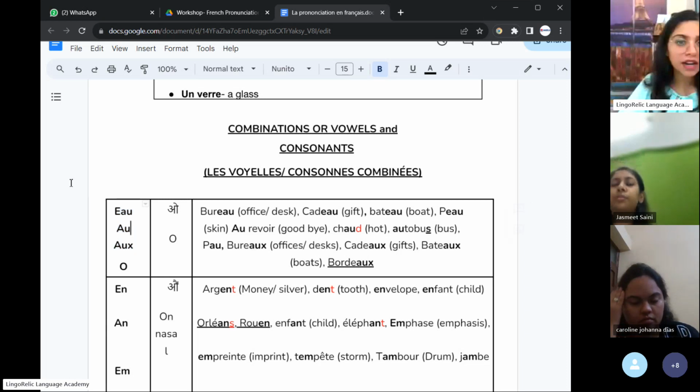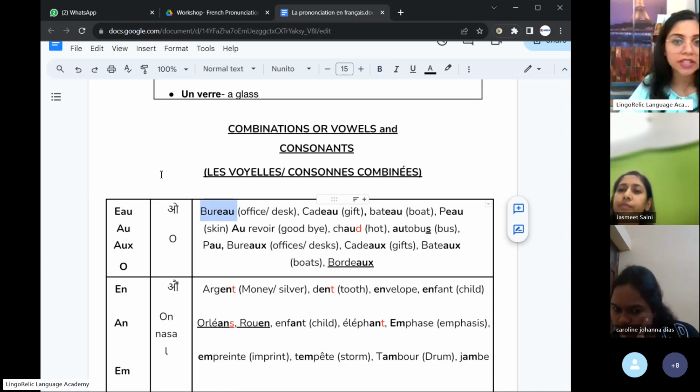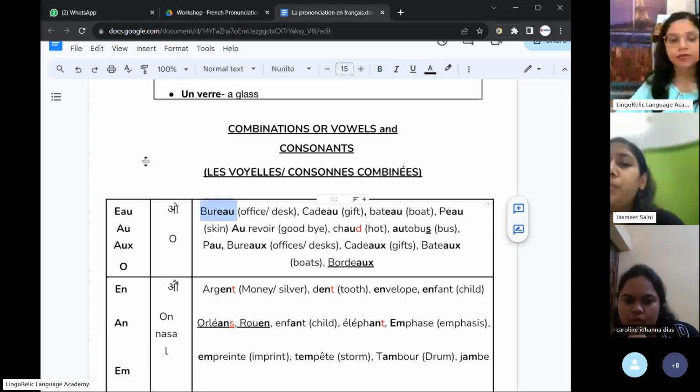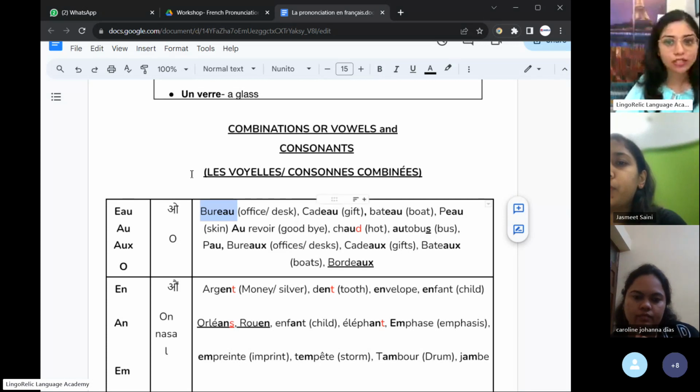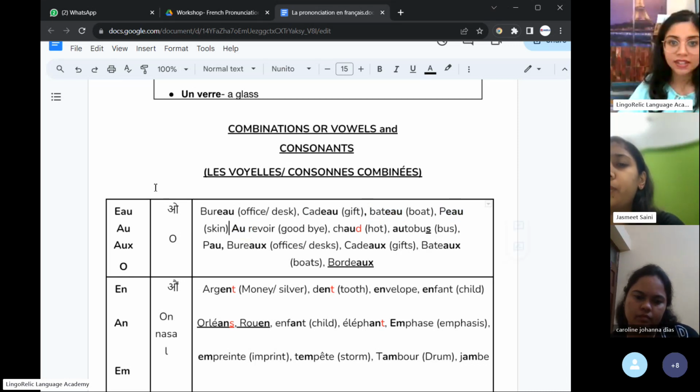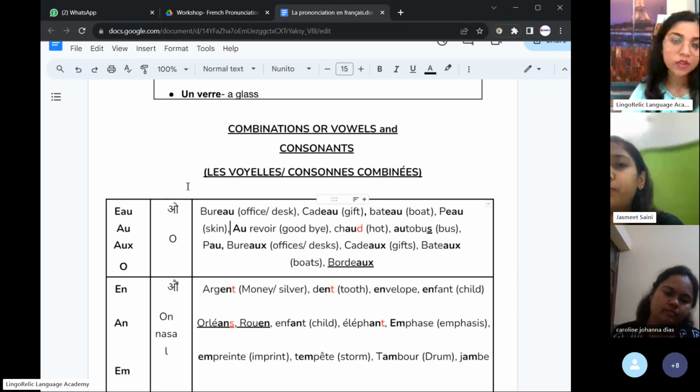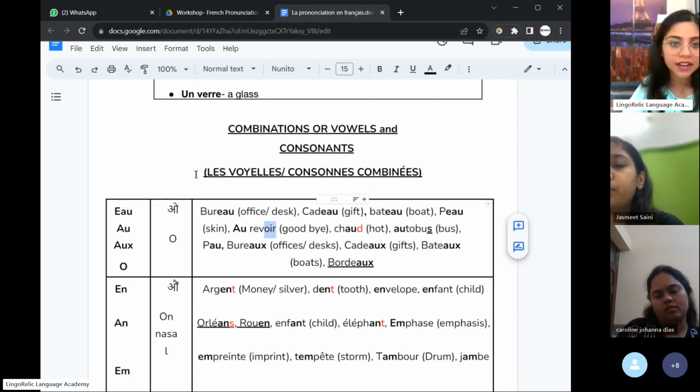Looking at it, it seems like U, O, and OX, but this is all O. So I want you to pronounce this word. Bureau, which is an office or a desk. Qu'est-ce que c'est? Cadeau. Also, this is not cadeau, it's cadeau. Bateau, which is a boat. Peau, which means skin. Au revoir. The U sound is coming later. Au revoir, which means a way to say goodbye formally.